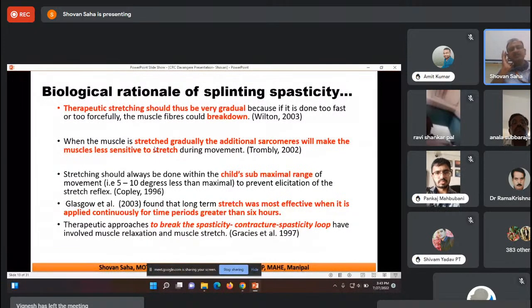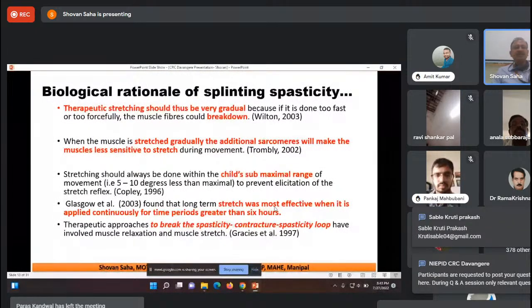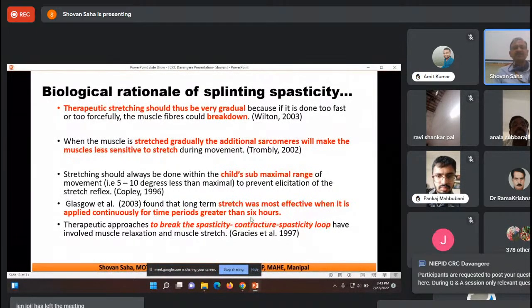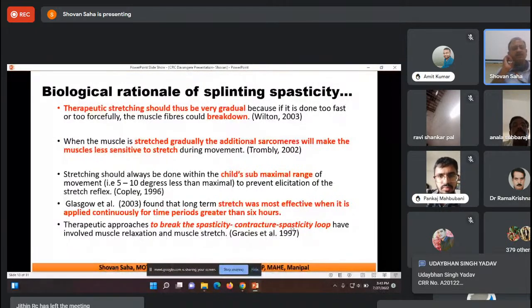When the muscle is stretched gradually, the additional sarcomeres will make the muscles less sensitive to stretch. Stretching should always be done within the child's submaximal range, so estimating the submaximal range is very important. Stretch was most effective when applied continuously for periods greater than 6 hours. We need to be able to break the loop, and splinting does it. It breaks the spasticity-contracture-spasticity loop. So these are the various rationales for how splinting works in spasticity.